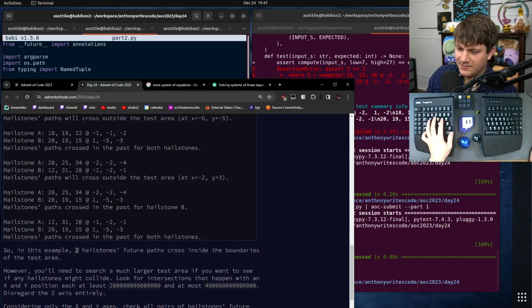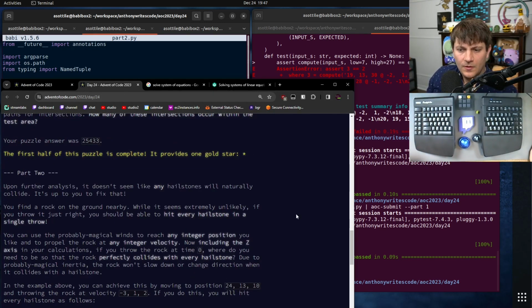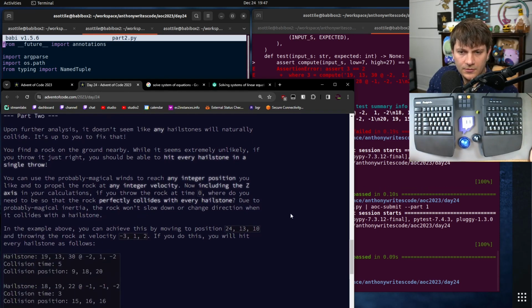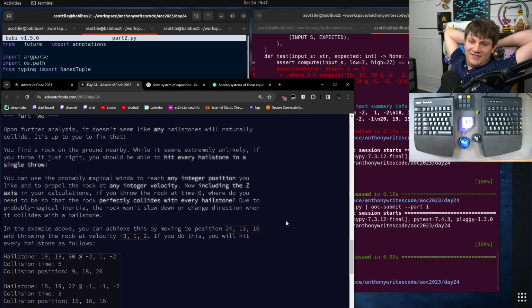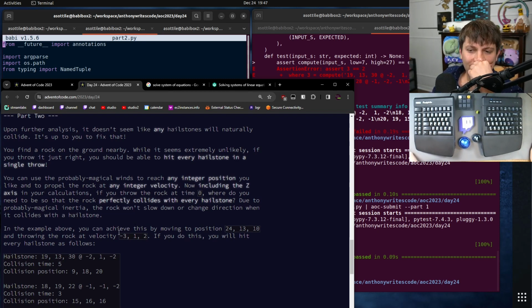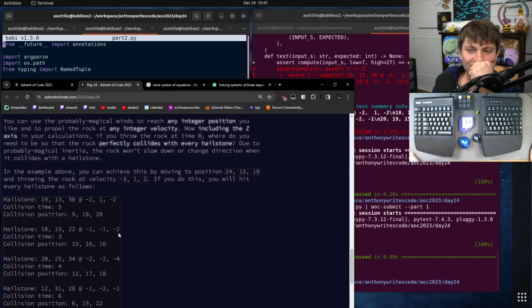R2 is going to be 3D and no bounds or something. Well, it seems extremely unlikely. Should you throw it just right, you should be able to hit every hailstone in a single throw. You could use the probably magic winds to reach any integer position you like and to propel the rocket any integer velocity. Plus the z-axis. You throw the rocket at time 0. Where do you need to be so that the rock perfectly collides with every hailstone? Due to probably magical inertia, the rock won't slow down or change direction when it collides with a hailstone. Oh, holy shit.